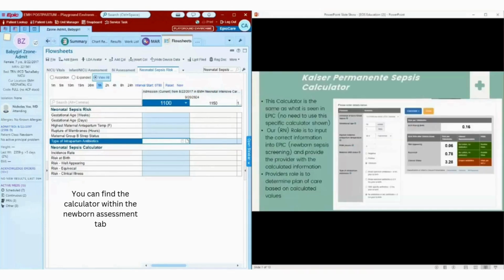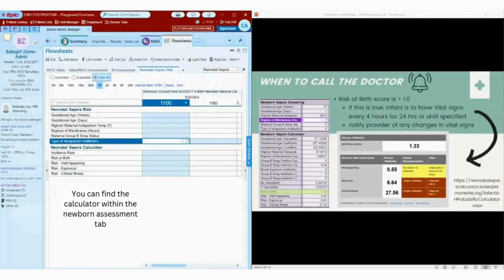So this sepsis calculator will calculate like the one we have in Epic. This is just a good visual on how the providers decide a plan of care depending on the different classifications. Our role as the RN is to put the correct information into the calculator in Epic. The provider determines the plan of care based on these calculated values. Here you will see what we see in Epic and also that visual on how the providers may determine different treatments based on those calculated values.